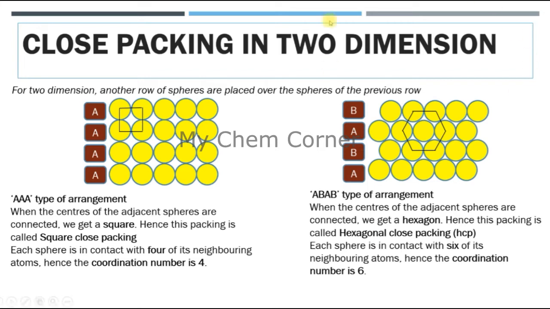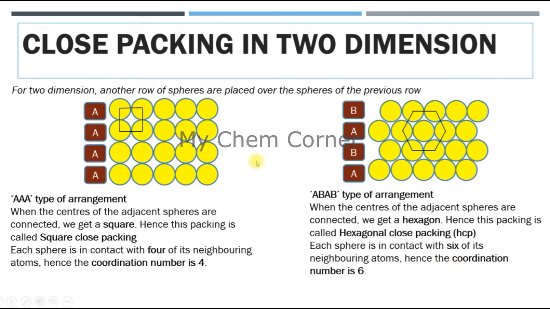So here from 1 dimension, when we come to 2 dimension, we have 2 different arrangements. One is when we place the second layer or the third layer right above the spheres of the first layer, then you get an AAA type arrangement whose packing is a square close packing and coordination number is 4. Whereas in the second type, when over the 1 dimension layer we place the second layer in the depression of the first layer, we get an AB type arrangement. In this case, the type of close packing is a hexagonal close packing whose coordination number of each sphere is 6.